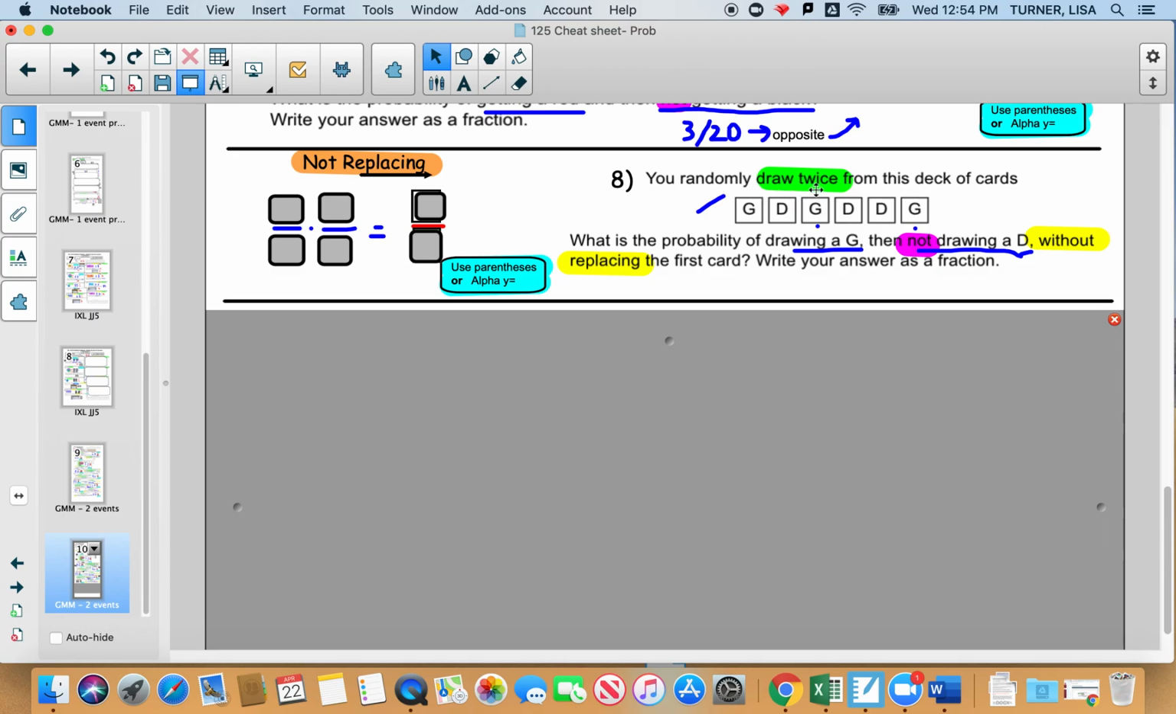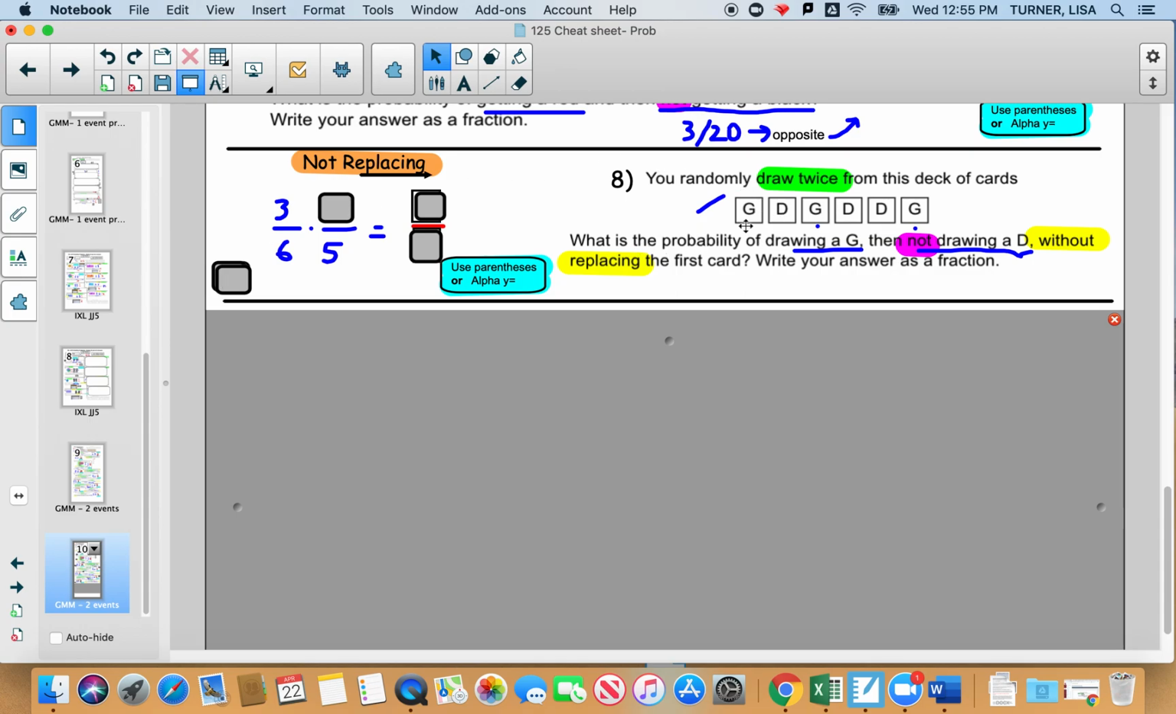You randomly draw twice from this deck of cards. It says, what's the probability of drawing a G and then not drawing a D without replacing? So I read all the way to the point of knowing my total is 6 cards, and because I'm not replacing it, my total on my second fraction is 5. Let's go back and see how many G's there are. There are 1, 2, 3 G's, so 3 out of 6.